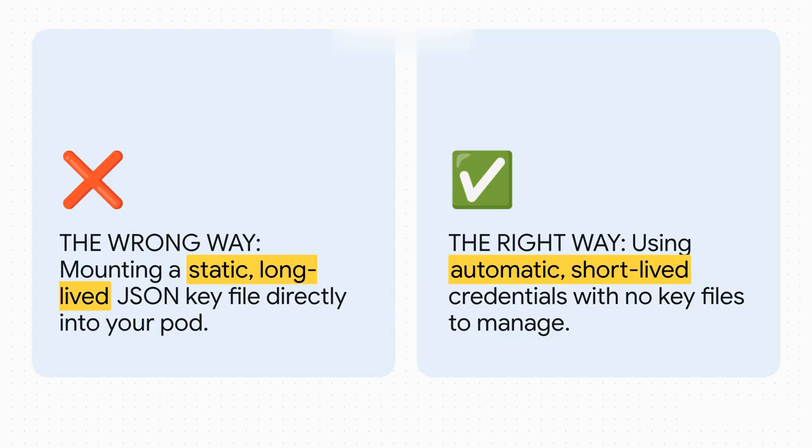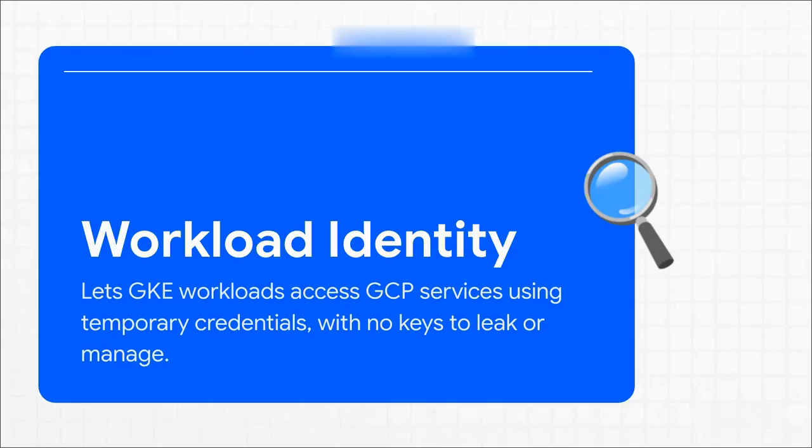The modern, secure way, it involves no files to manage at all, and instead uses credentials that are temporary and automatically rotated for you. The solution on GKE for this is called Workload Identity, and it is a brilliant piece of engineering. It essentially links your Kubernetes service account to a Google Cloud service account. This lets your pod get temporary, auto-rotating credentials for GCP APIs without ever seeing a JSON key file. There is simply no key to leak. This is the way.